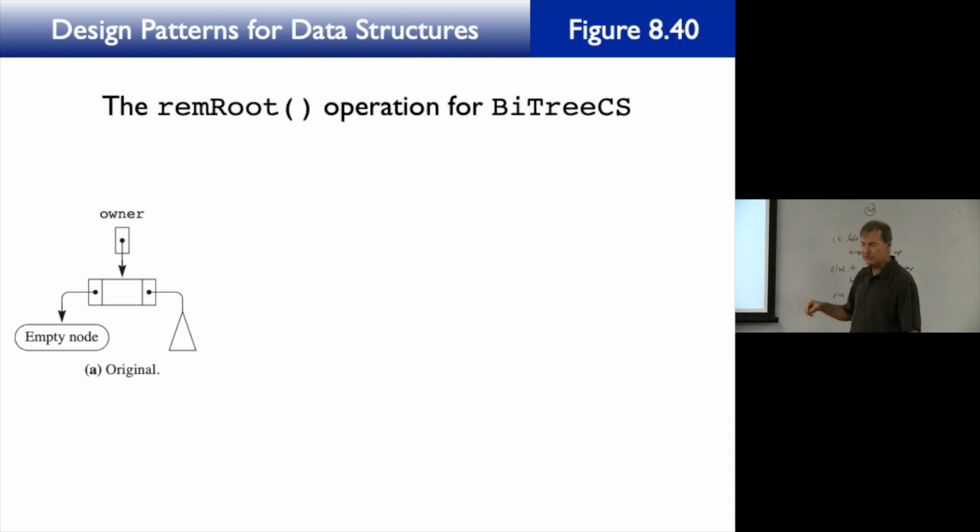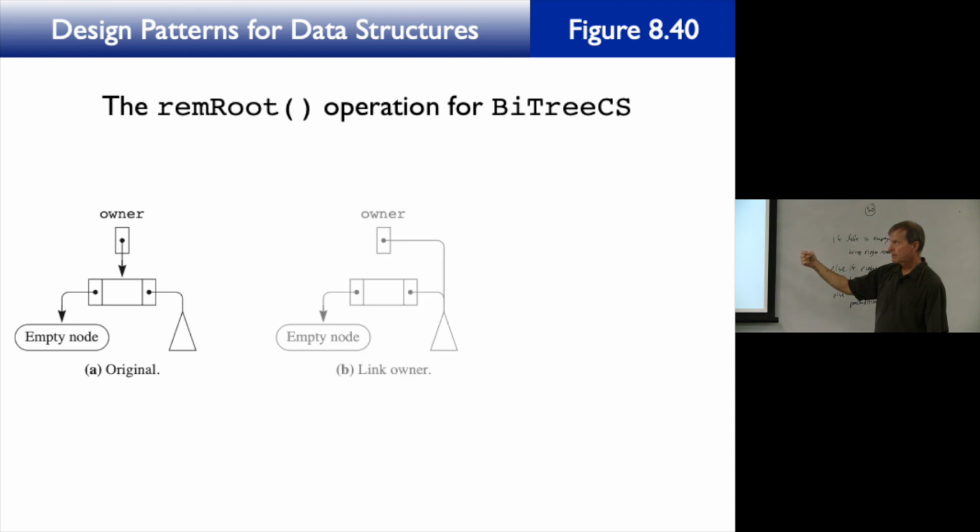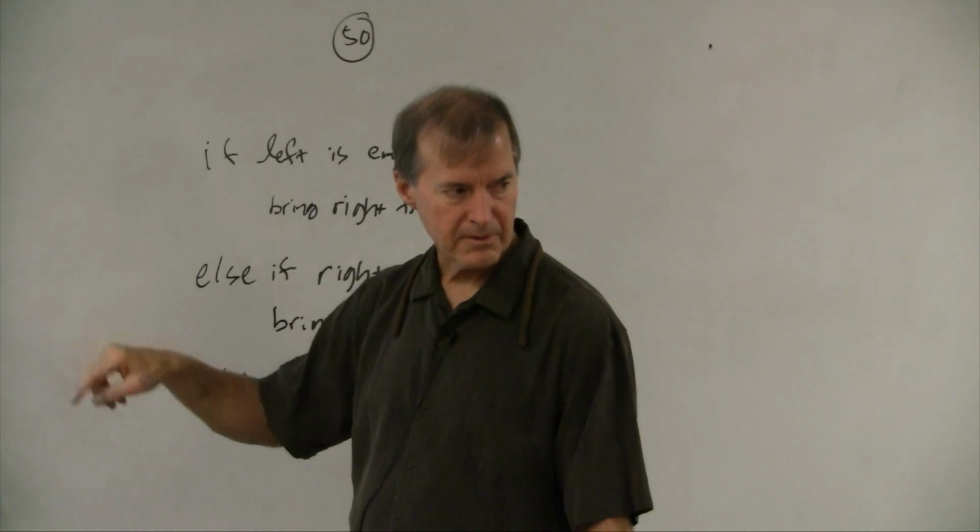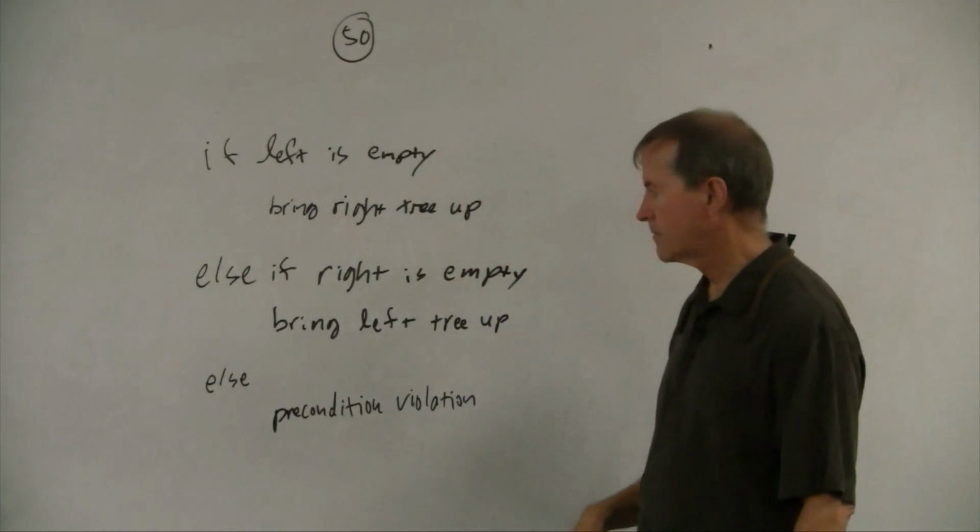Well, first what we have to do is we have to take the owner and have its underscore root point to the what? To our underscore right root. To our right's root. Right, but are you sure that it's a precondition violation?